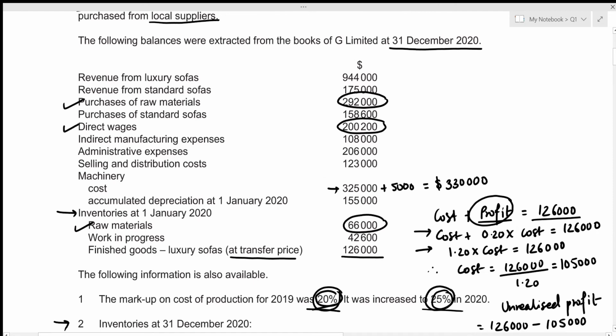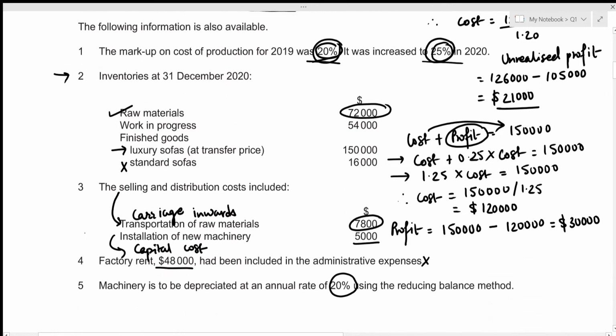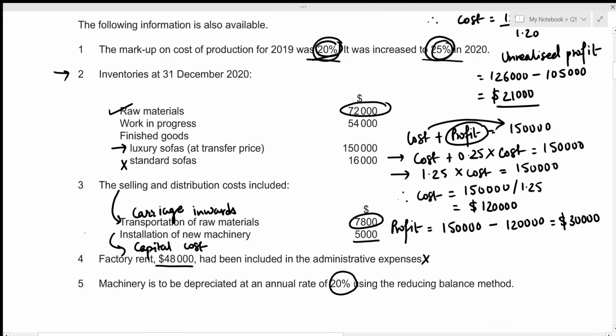Let's look for any other direct costs. So we have indirect manufacturing expenses that will be included in our factory overheads. Then we have administrative expenses and selling distribution costs. These will be included in the income statement. And we have machinery. So for machinery, we need to charge depreciation, which will be again included in our factory overheads and not the direct costs. So we included every direct cost there is. So we can just total and figure out our prime cost.